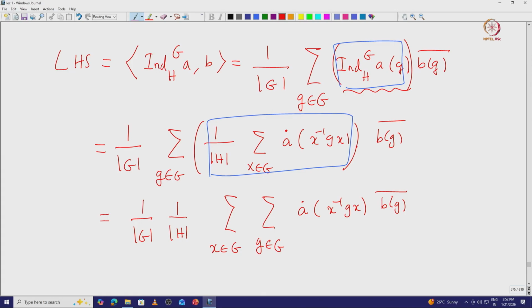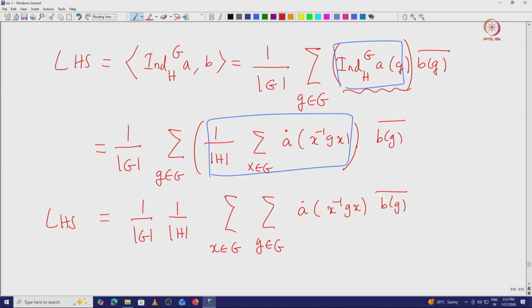So, this is what the left hand side looks like. Now, let us recall what the function a dot means. a dot is going to be 0 whenever x inverse g x is not an element of H, and whenever it is, it is equal to a of x inverse g x, only when x inverse g x is an element of H.